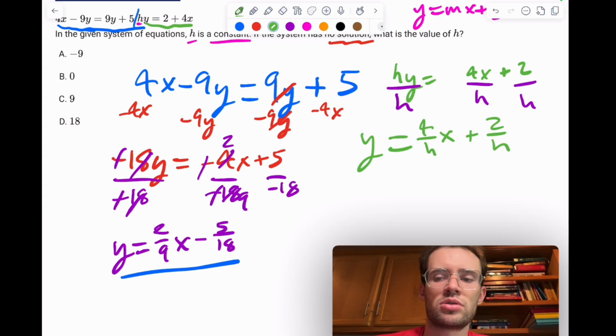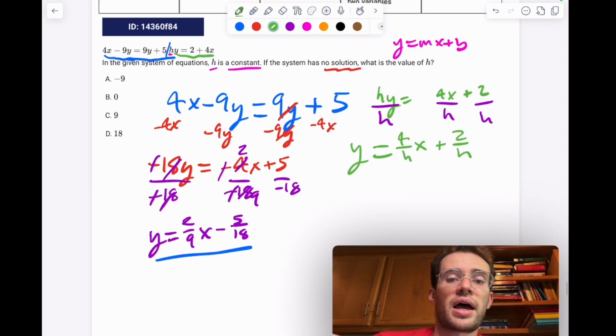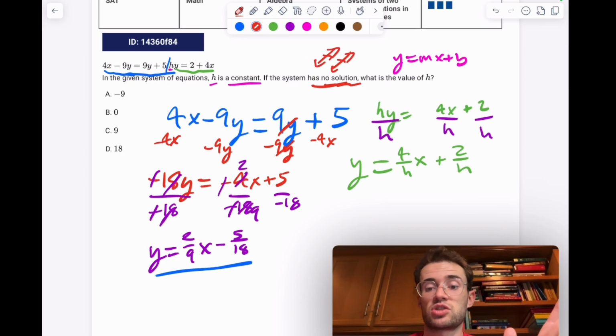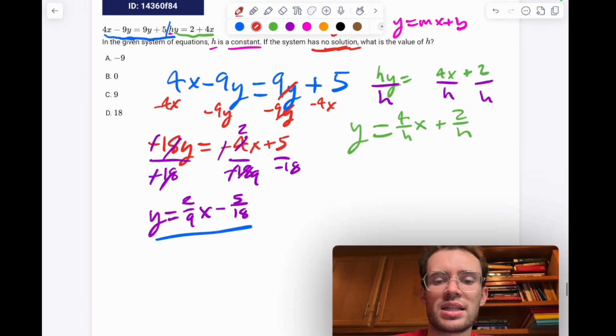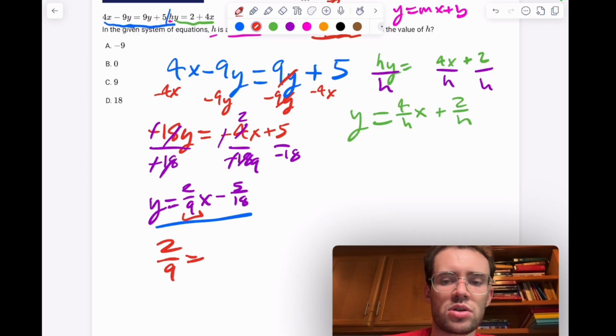2 over h. All right, so for them to be parallel lines, which if they have no solution, then they're going to be two parallel lines, two lines that never cross, so they have no intersection points, no solution. That means that they have to have the same slope. So that would mean the slope of this one is 2/9. So 2/9 has to be equal to the slope of the second one, which is 4 over h.